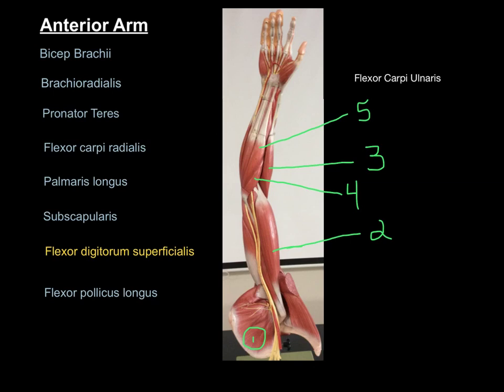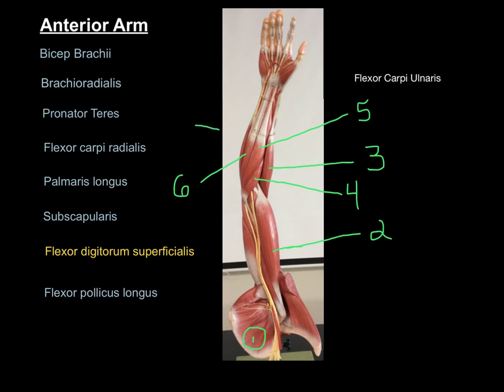So again, remember the anterior side is going to flex my wrist or flex my fingers. That's why we're using flexor in some of the names here. Moving on from there. Number 6, if I follow that tendon going right into the palm of my hand, that's my palmaris longus.